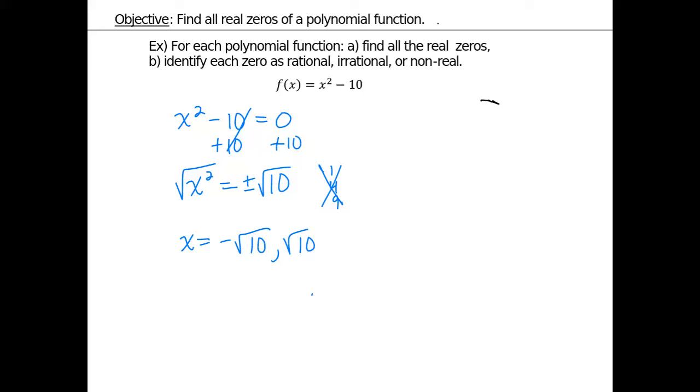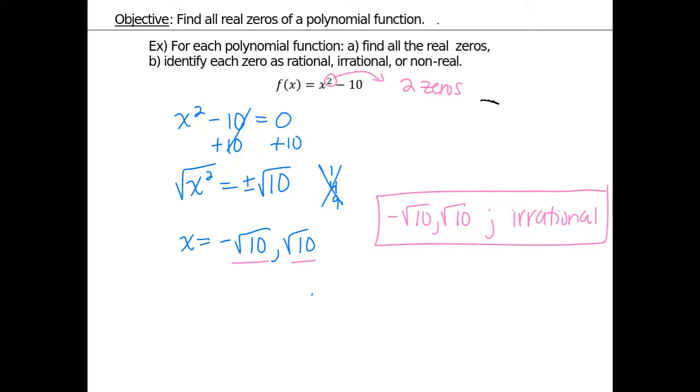And then double check, do you have all your zeros? I have to have 2 zeros because that's squared, and I do. I have 1 and 2. So for my final answer, I'm going to say negative root 10 and positive root 10 are both irrational because of the square roots. Okay?